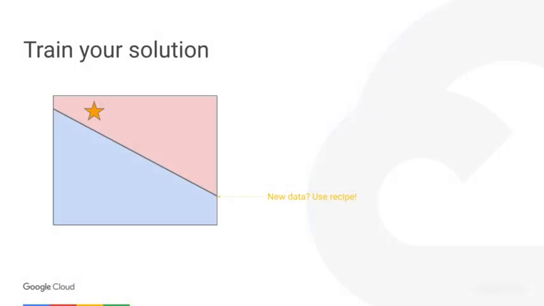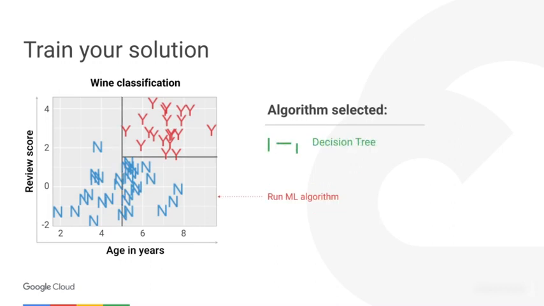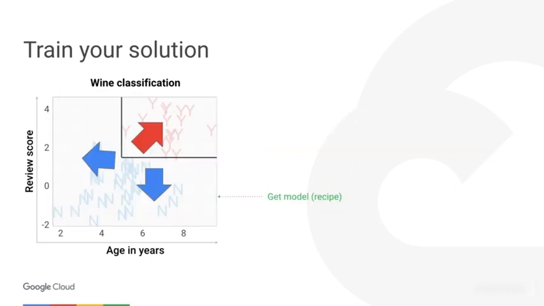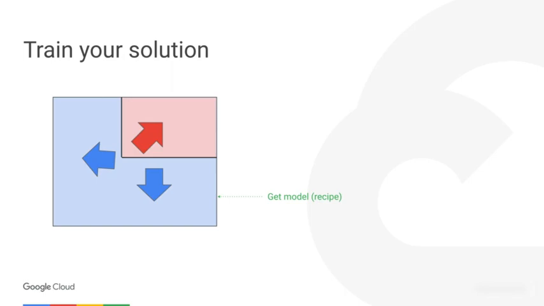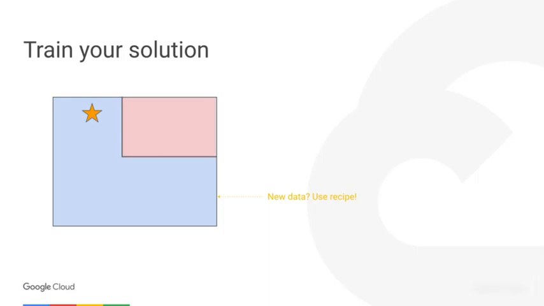And so in comes a new bottle of wine. Red or blue? Red. But we could have chosen a different algorithm. There we go. Let's pick the tree and run that thing. Here is our recipe. And that's a different recipe from the previous one, right? And in comes a new bottle of wine. Blue.